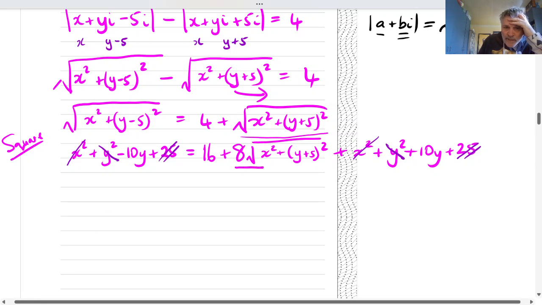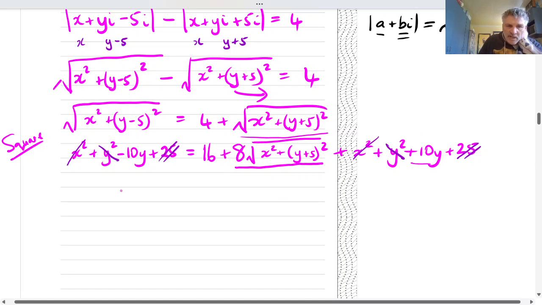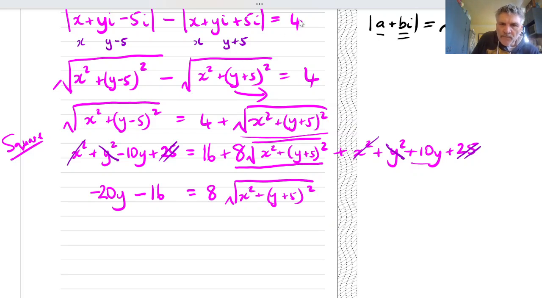Now if we put everything except this square root term over onto the left hand side, we can get rid of the square root by squaring yet again. So on here we've got minus 10y, the other side we've got plus 10y, so that becomes minus 10y. So altogether we're going to have minus 20y over on the left. We've got 16 here, that's going to become minus 16 on the left, and we've got 8 times the square root of x squared plus (y plus 5) all squared. So that's simplified a lot.